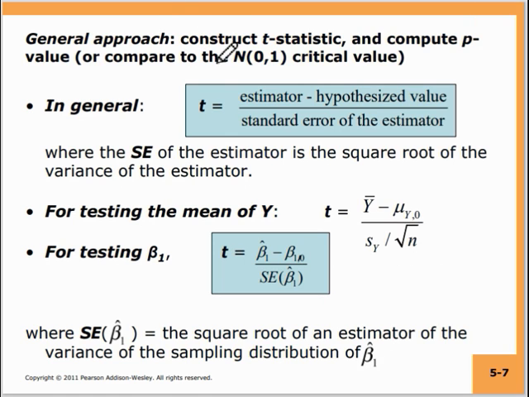So what do we do? We construct a t-statistic or a z-statistic where the numerator is the estimated value minus the hypothesized value, divided by the standard error of the estimator. This is generally what we do when we are doing hypothesis testing. We create the z value as x bar minus mu x divided by the standard deviation of x.